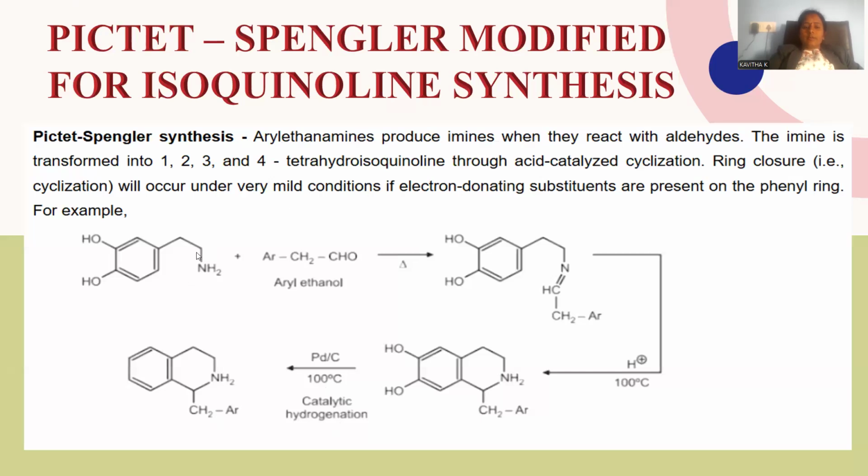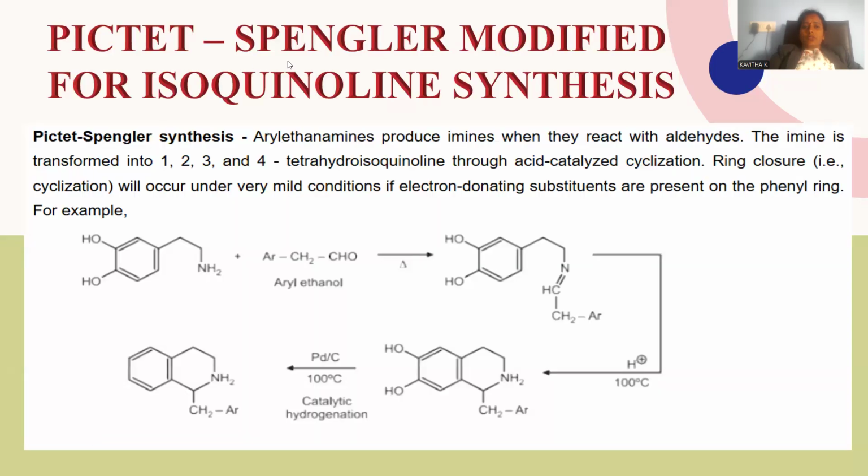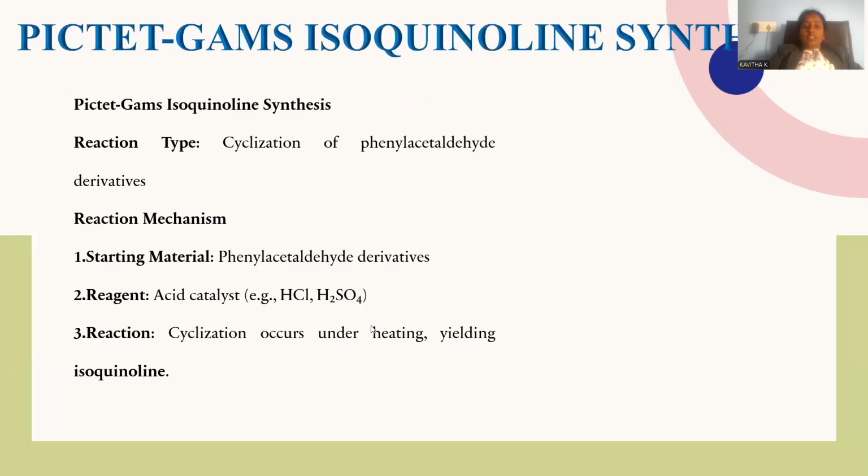The reaction proceeds between the amine and aldehyde together, and acid catalyzed conditions are required. 100 degrees is the optimal temperature to operate this reaction, giving rise to isoquinoline as the final product. Pictet-Gams isoquinoline synthesis is somewhat different. The Pictet-Spengler reaction is different. The Pictet-Gams reaction is different in order to synthesize this isoquinoline molecule.